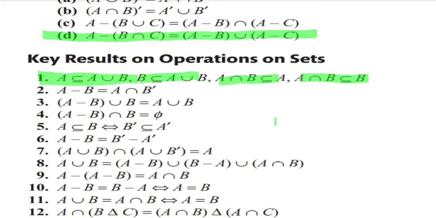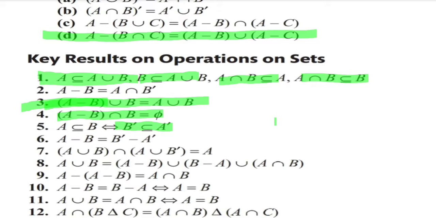These are all proved identities, or you can say proved algebra on sets. Next, the second one is A difference B, which is equal to A intersection B dash, or we can say B complement. The third one is A difference B, union B, which is equal to A union B. The fourth one is A difference B, intersection B, which is equal to what? Phi.